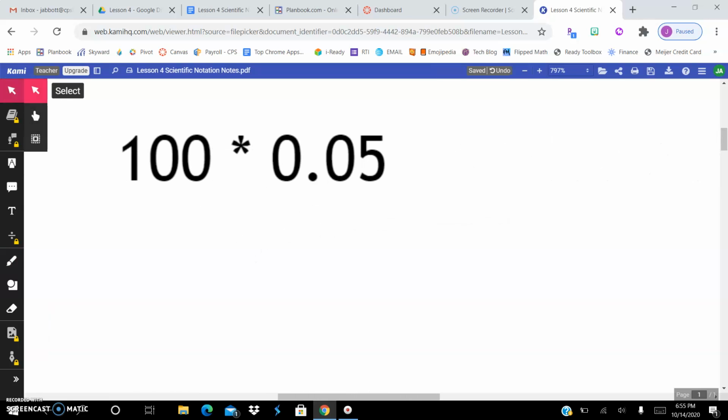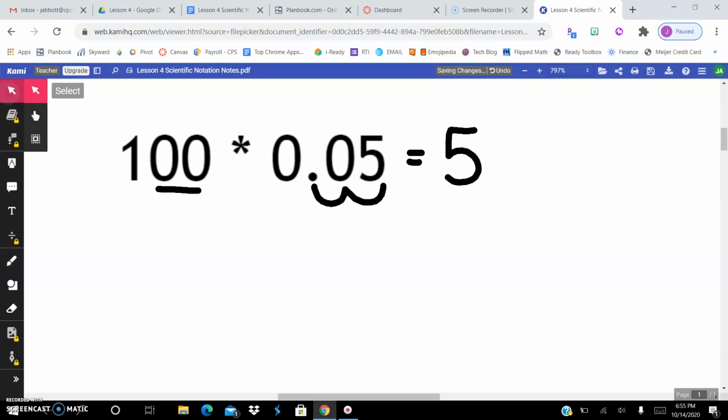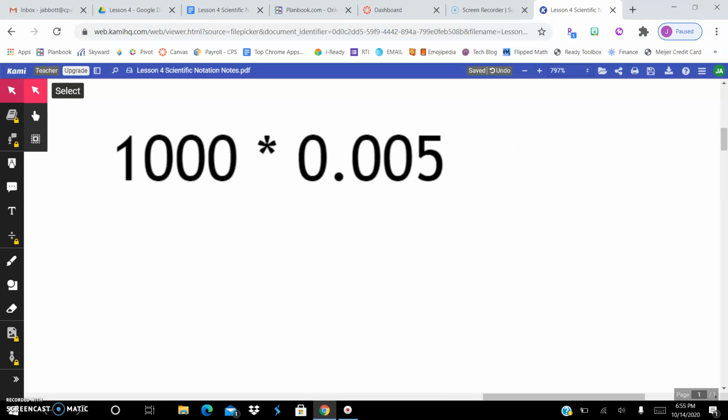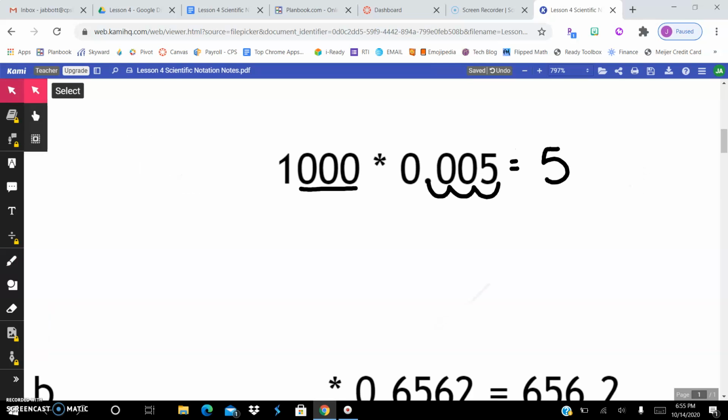If I multiply by 100, it has 2 zeros, so whatever number I'm multiplying by, I'm going to take that decimal and slide it 2 places. And in this case, I would end up with 5 as well. And then if I'm multiplying by 1,000, 1,000 has 3 zeros, so I'm going to slide that decimal 3 places, and this one would be 500.